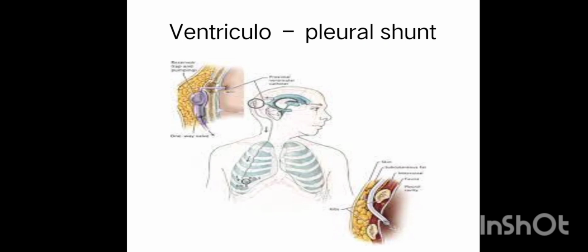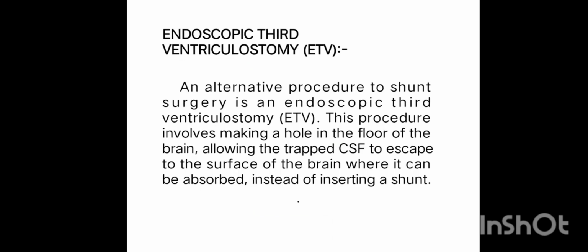So next is endoscopic third ventriculostomy. It is an alternative procedure to the shunting procedures when we are not indicated to do the VP shunting. We will be doing the third ventriculostomy for the babies. That is a hole in the floor of the brain, allowing the trapped cerebrospinal fluid to escape from the surface of the brain where it can be absorbed, instead of inserting a shunt.